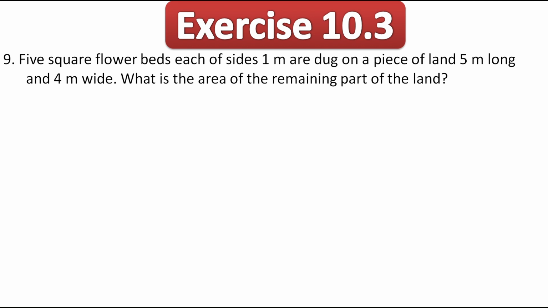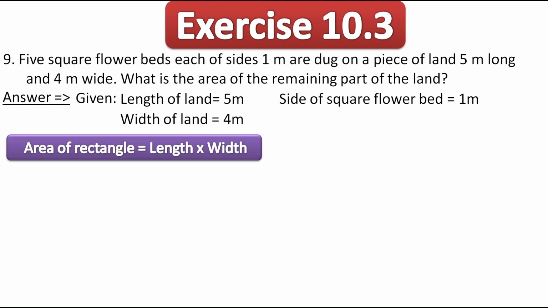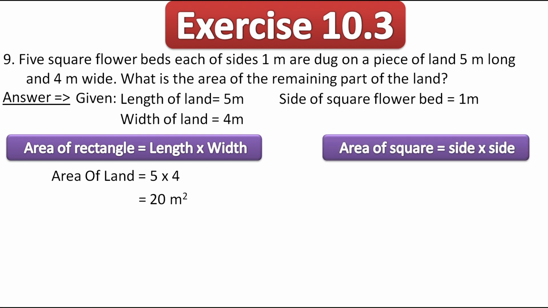So first we will write the given things, that is length of land is 5 meter and width of land is 4 meter, and side of square flower bed is 1 meter. Okay. So first of all we will find the area of rectangle is equal to length into width, that is area of land, which is equal to 5 into 4 gives us the answer as 20 meters square. Now we have to find the area of a square flower bed, that is equal to 1 into 1, which is equal to 1 meter square.